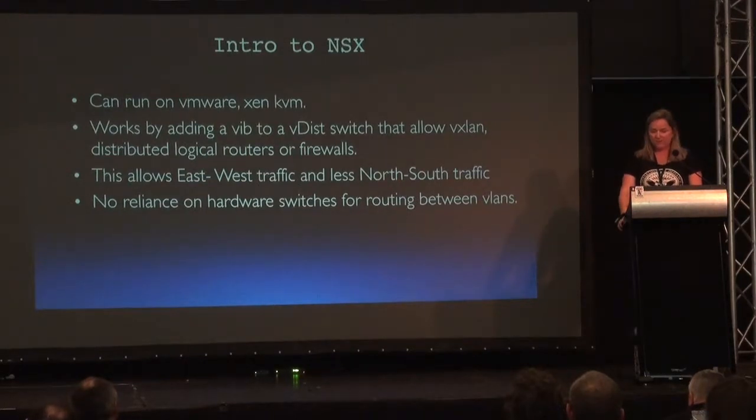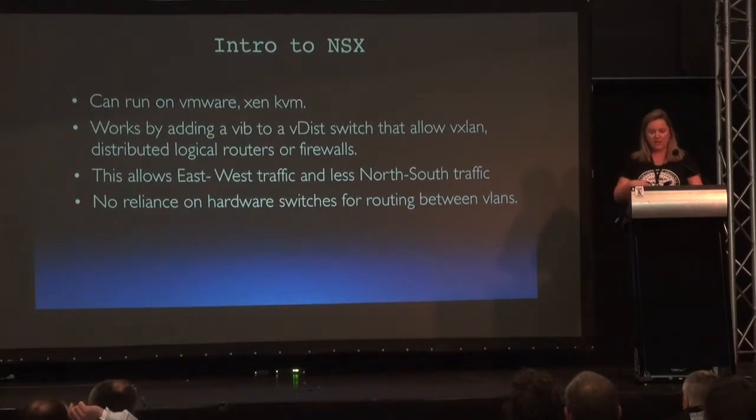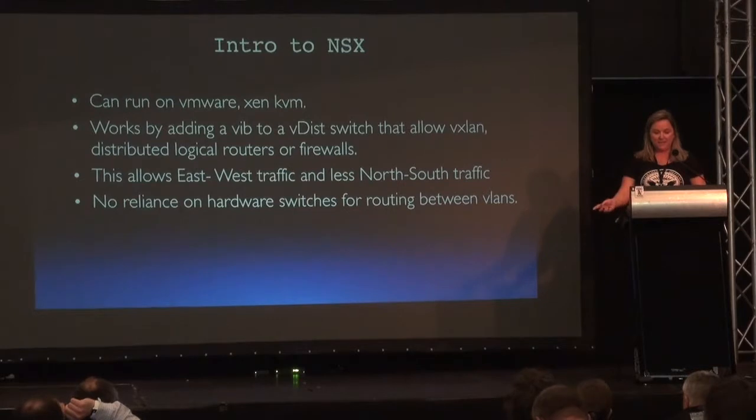Some of the spiel that VMware give is that it can run on VMware, Xen, and KVM. I only ran it on VMware. It works by adding a VIB to a vDS switch, which is pretty much a VMware kernel module that allows VXLAN, distributed logical routers, or firewalls. Traditionally, virtual switches were only layer 2. This adds layer 3 to the virtual switch, which allows east-west traffic and not north-south, so you're not heading down to your hardware switch for routing.